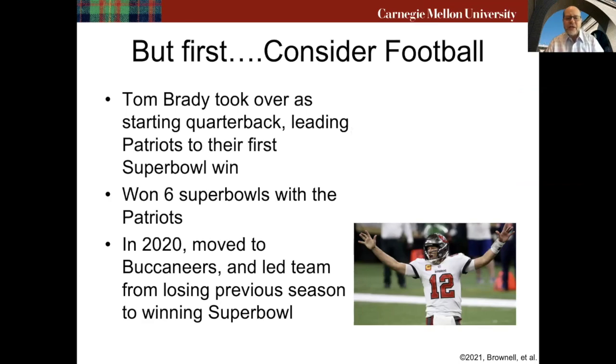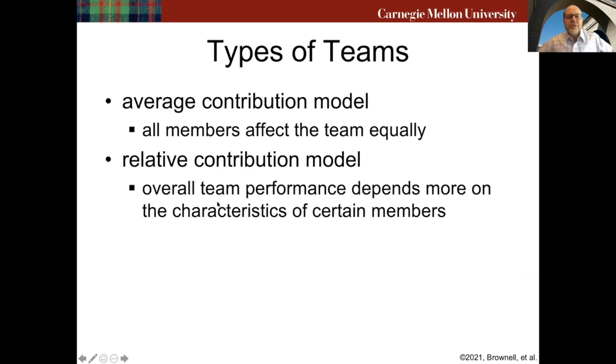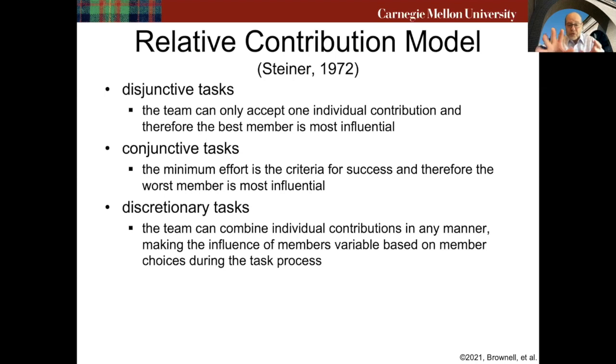But with that, it leads us to think now about design teams. And there are 2 different types of teams. There's the average contribution model, where all members affect the team equally. And that's typically how we've been looking at teams in most of the research that we've done so far. But there's also something called the relative contribution model, where the overall team performance depends more on the characteristics of certain members.